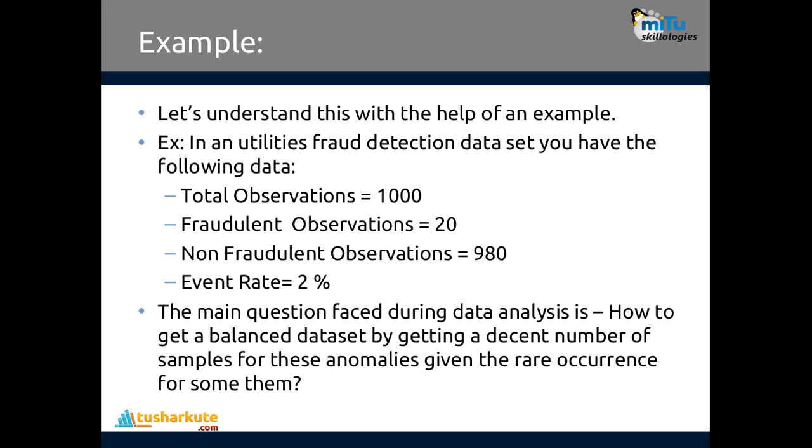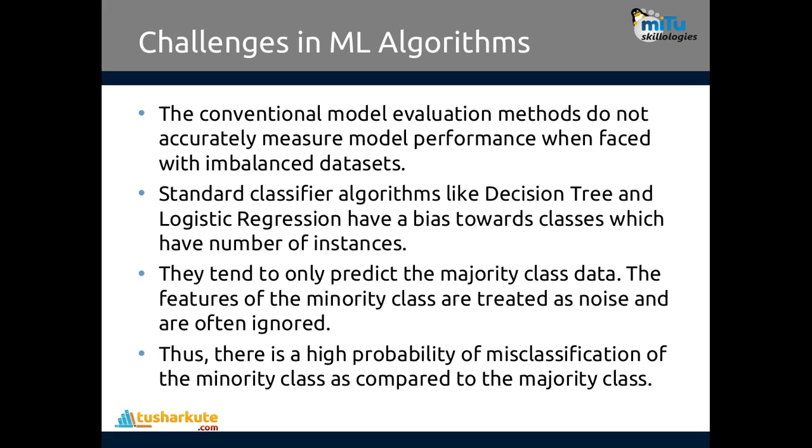The main question faced during the analysis is how to handle the imbalanced data set, by getting a decent number of samples for those anomalies given their rare occurrence. So rare occurrences are there. How to find novel insights in it? How to create a perfect classifier which will classify this kind of data set? So this is the challenge that we will face in machine learning.